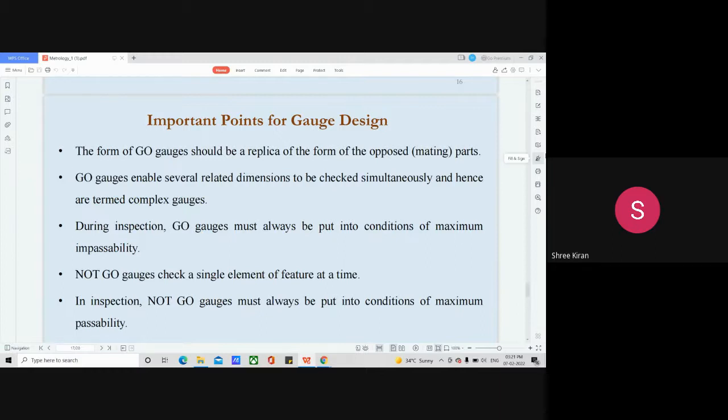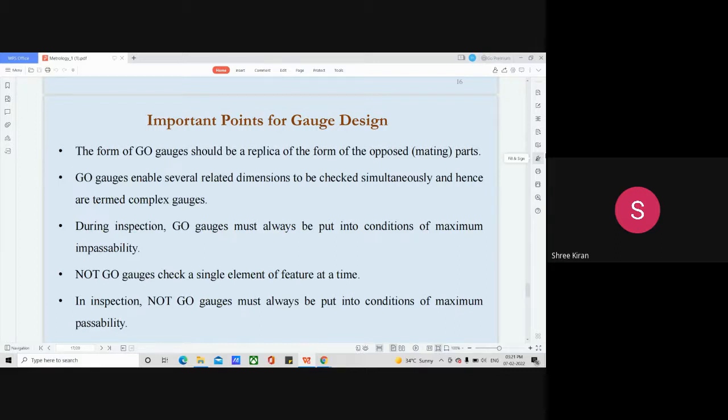Then, during inspection, go gauges must always be put into the conditions of maximum impassibility. So that's what happens in the important points of gauge design. The form of go gauges should be the replica of the form of the opposed mating parts.